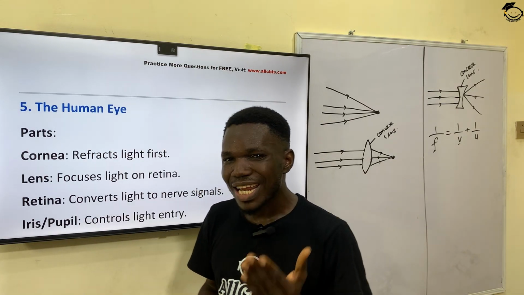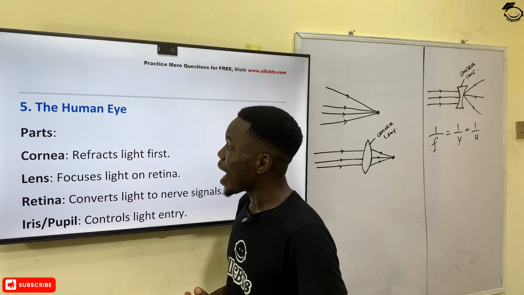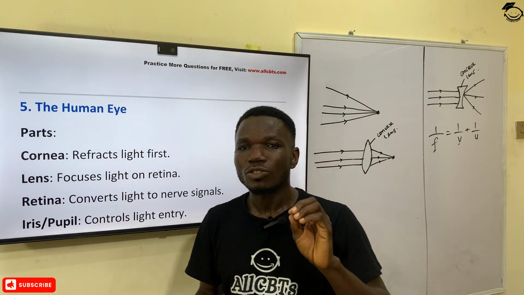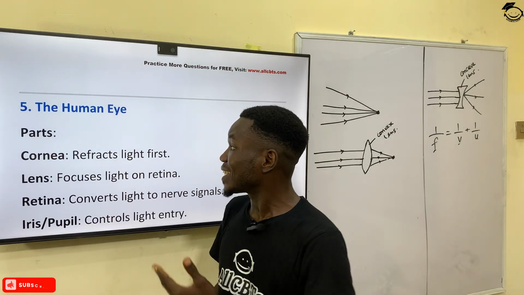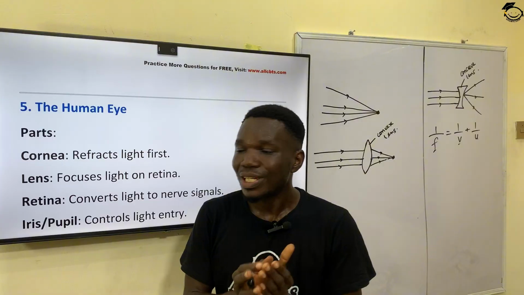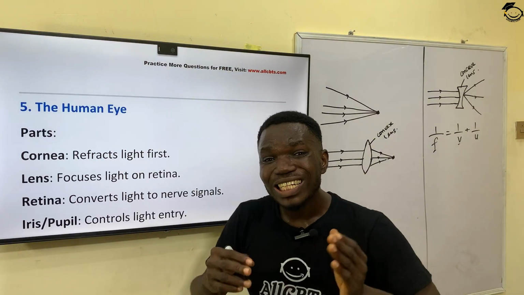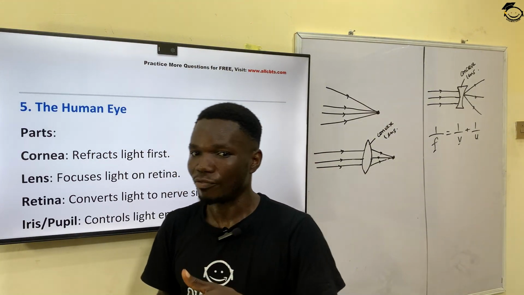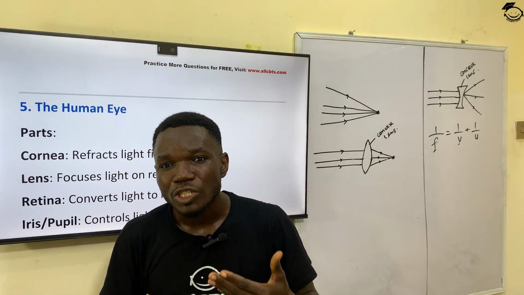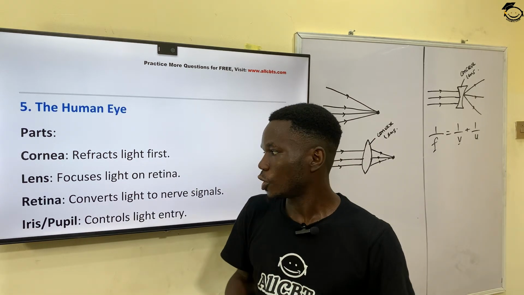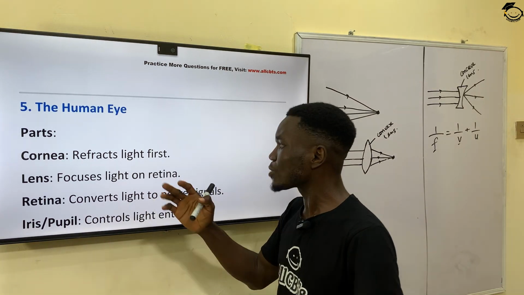It redirects light rays. Then we have the lens. Now, it focuses the light on the retina. So when the light travels inside your eye, it is the what? The lens that will focus it on the retina. And what does the retina do? It converts the light rays into nerve signals. Optic nerves are now what? The ones that will transfer the information to your brain for interpretation. So that's what the retina does.